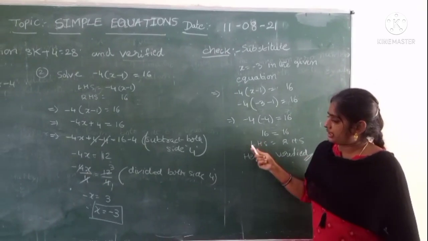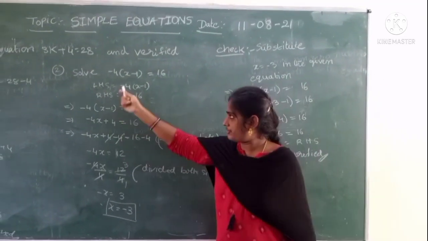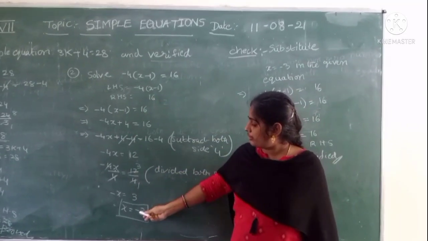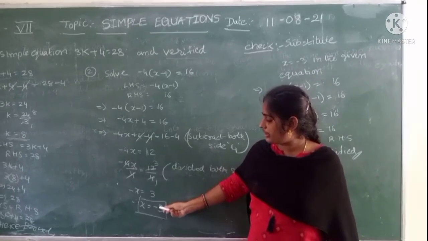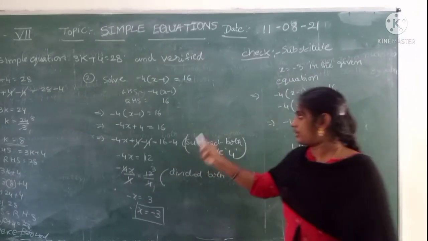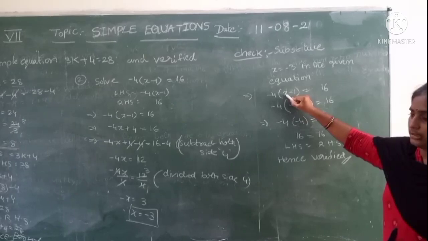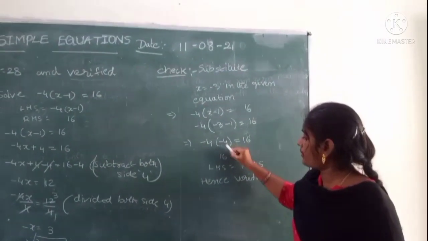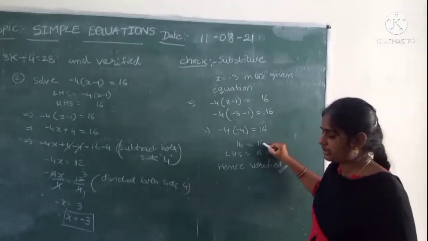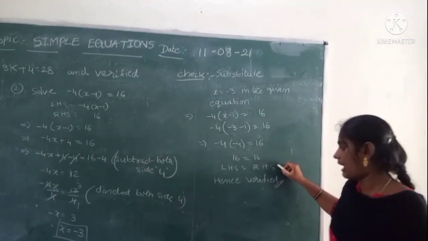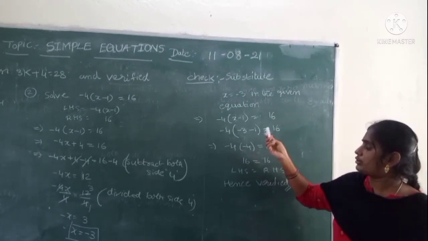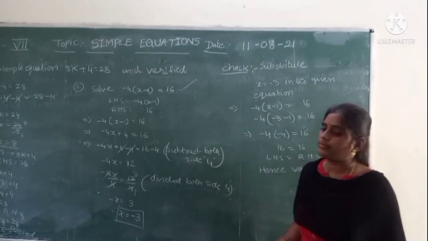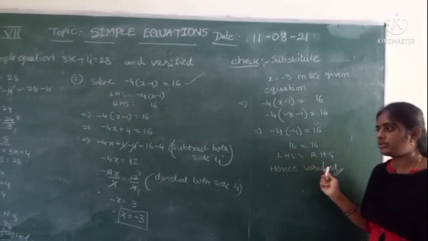Children, you can understand this problem. First of all, we solve for the x value. After getting the x value, we check whether it is the solution or not. So substitute the x value: minus 4 into minus 3 minus 1, minus 4 into minus 4, plus 16. So 16 equals 16. LHS is equal to RHS. So x equal to minus 3 is the solution of the given simple equation. You can understand these two problems, children.